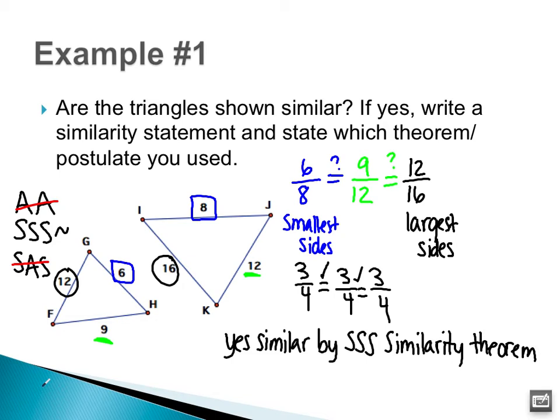And lastly, I need to write myself a similarity statement. So triangle GHF, and remember, the order of the second triangle is very important. When I do GHF, I go to the smallest side, and then the middle side, and then the largest side. I want to do the same thing on my second triangle. Smallest side, middle to largest side. So that's IJK.